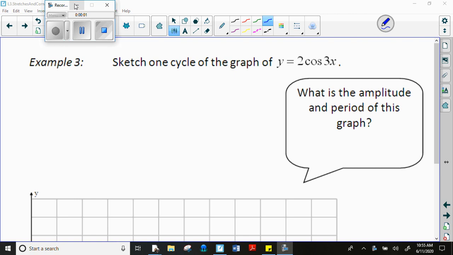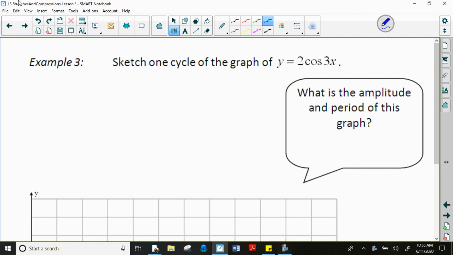Okay, we're going to do it by ourselves. What do we have here? Cos. We've got an A value. We've got a K value. Okay, still. First of all, it's cos.